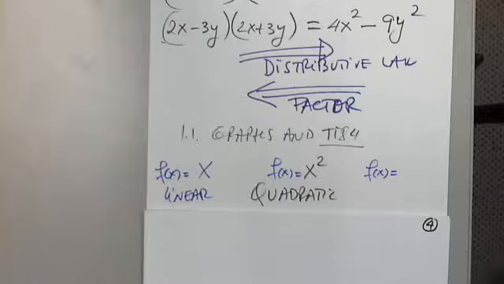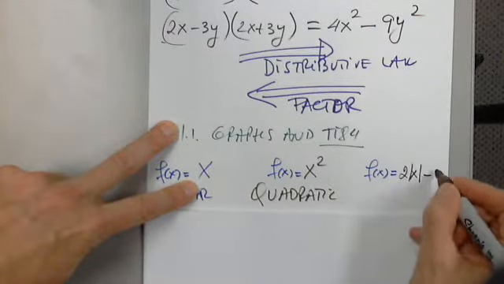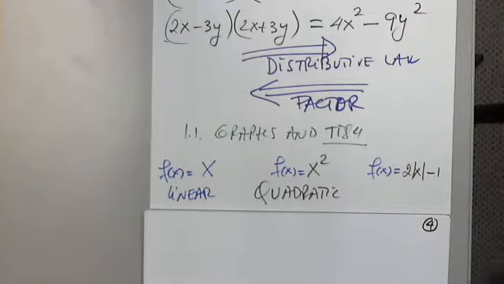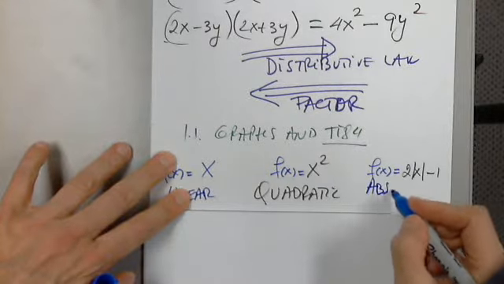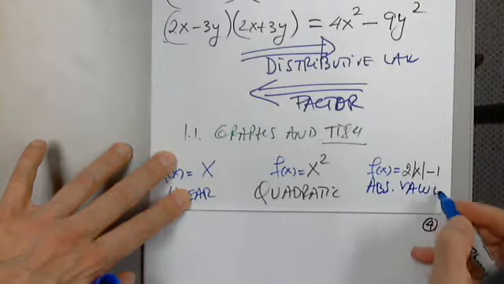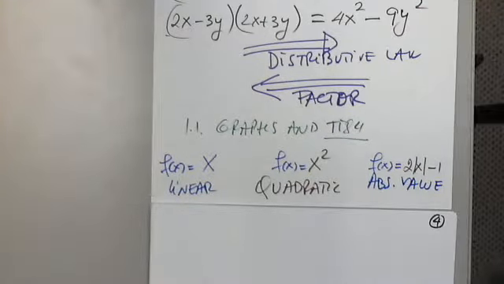Perfect. I want to make one up. Let's say 2 times the absolute value of x minus 1. What type of function is this? Of course. Once I said the absolute value, it has to be an absolute value function. And yes, we have other functions that we looked at in the previous classes, but for now, this is good enough.